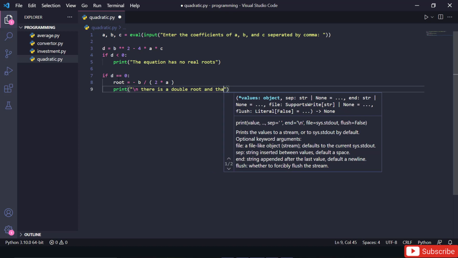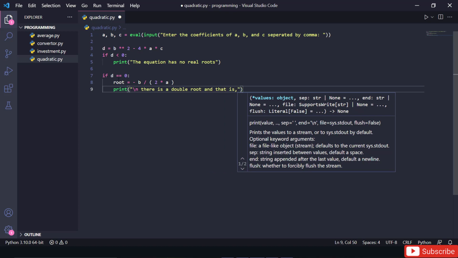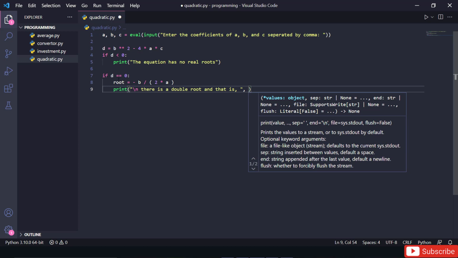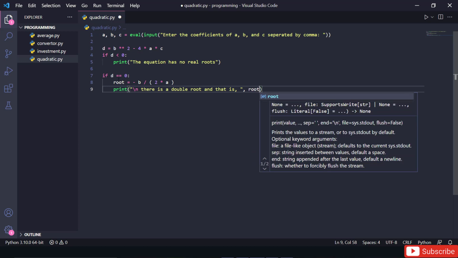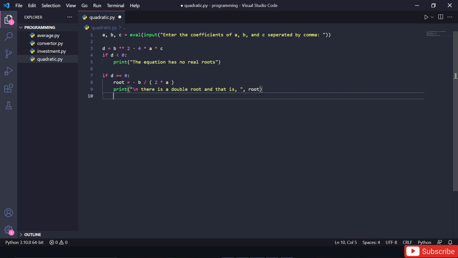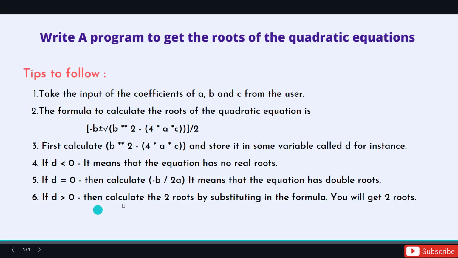And that is root. Yeah, that's all. Next, what if d is greater than 0? You have to calculate 2 roots by substituting the values in the formula. And finally, you'll get 2 values and you have to print those 2 values, right?